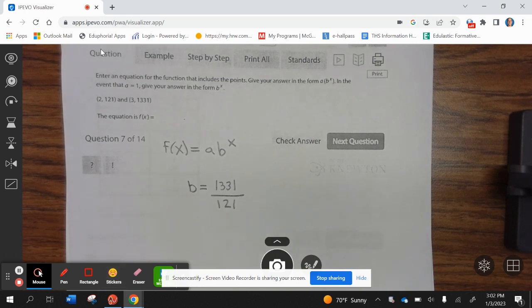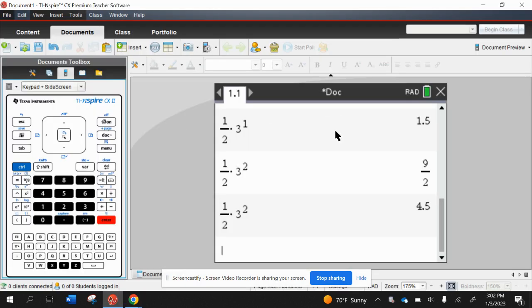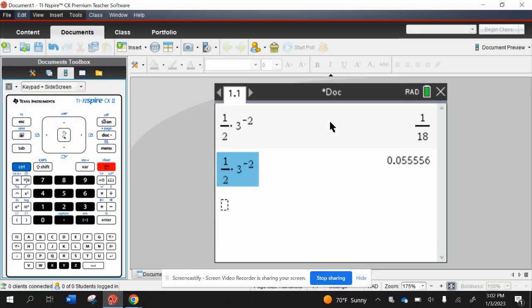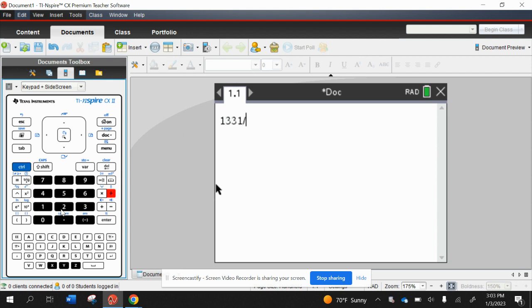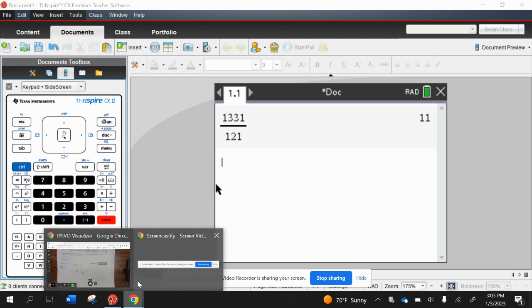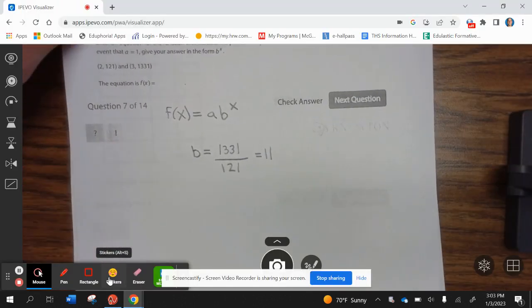Okay, so we're going to put that in our calculator. So let's clear out the previous work. 1331 divided by 121 is 11. So b equals 11.